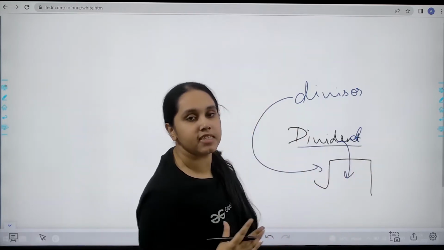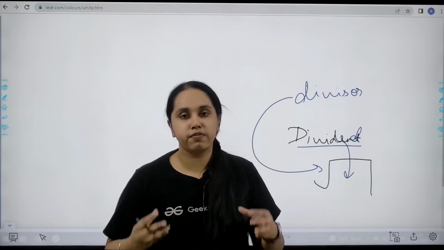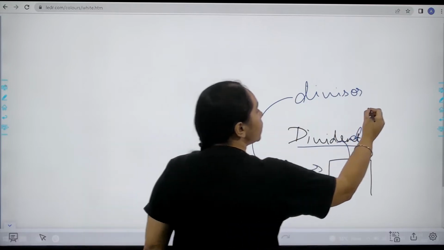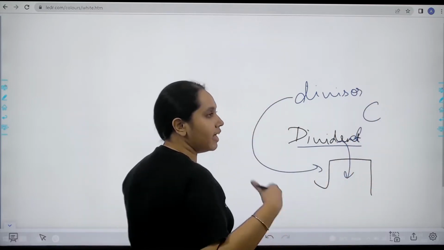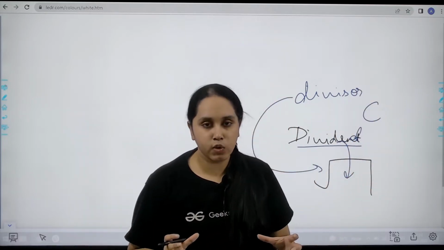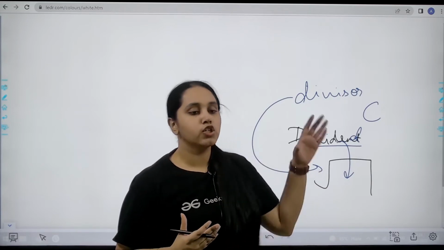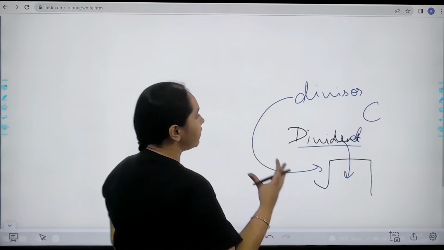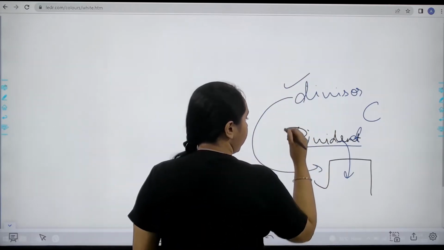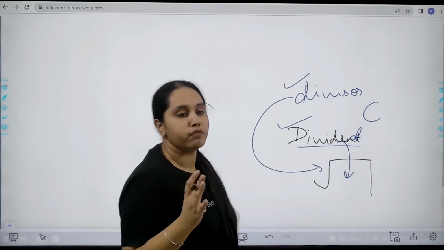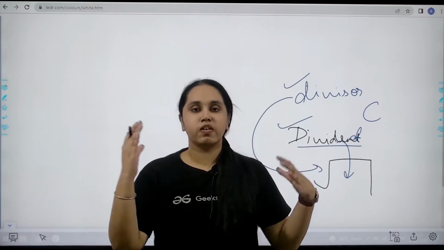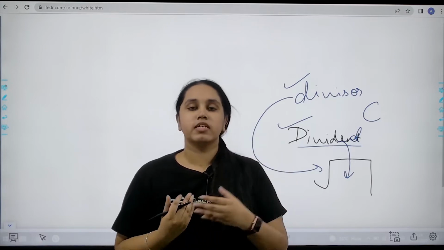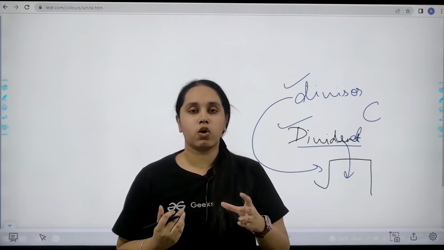In the greatest common divisor we need to find a particular number which is common for both the numbers, and it is the greatest value among the factors. That is the meaning of greatest common divisor. So we would be using the concept of divisor and dividend. We have two numbers A and B, we find which is the divisor and which is the dividend, and using that we find the greatest common divisor.